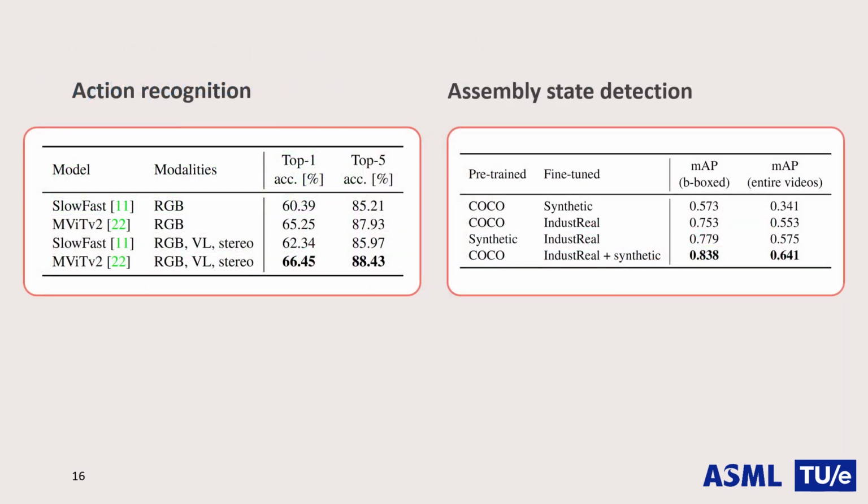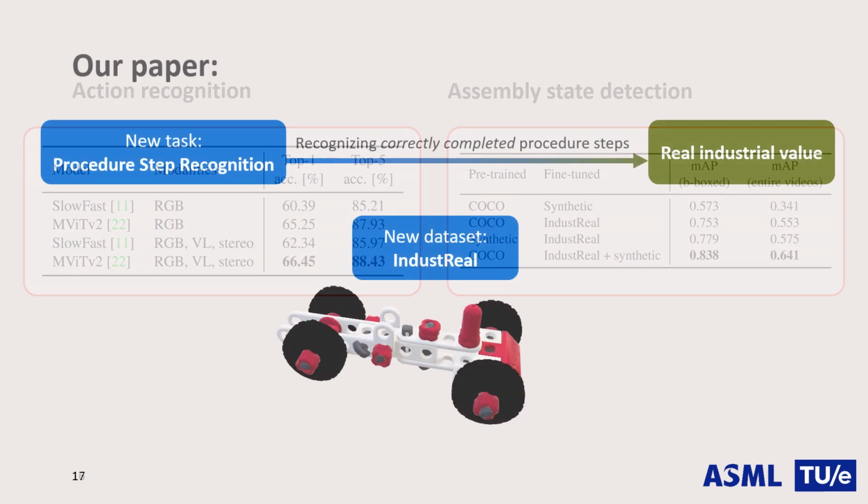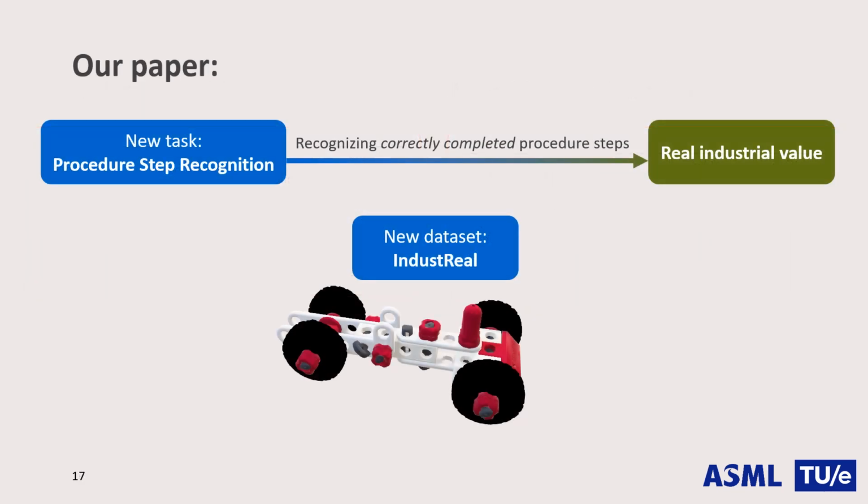As mentioned, we have also provided annotations for action recognition as well as assembly state detection, and further details of this can be found in our paper. To conclude, we have presented the new computer vision task, procedure step recognition, which can create real industrial value by recognizing correctly completed procedure steps. Alongside, we have presented a new dataset, IndustReal.